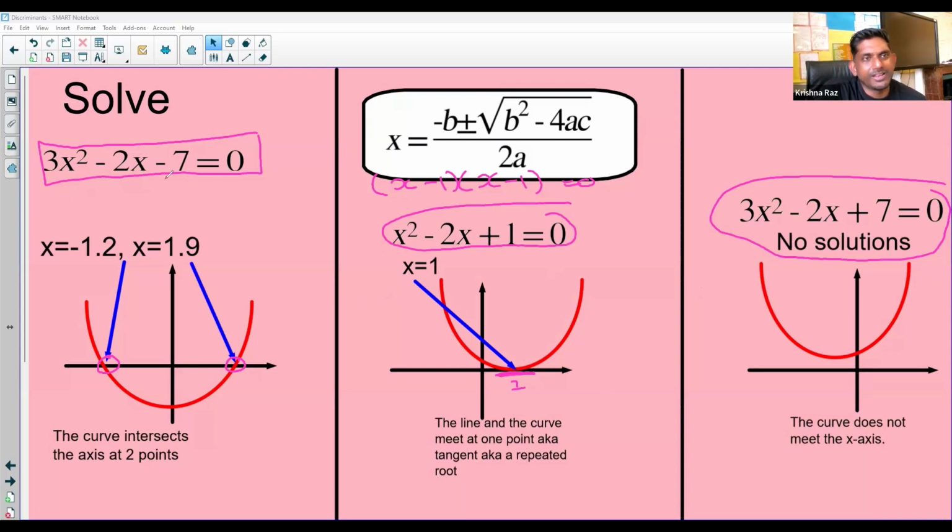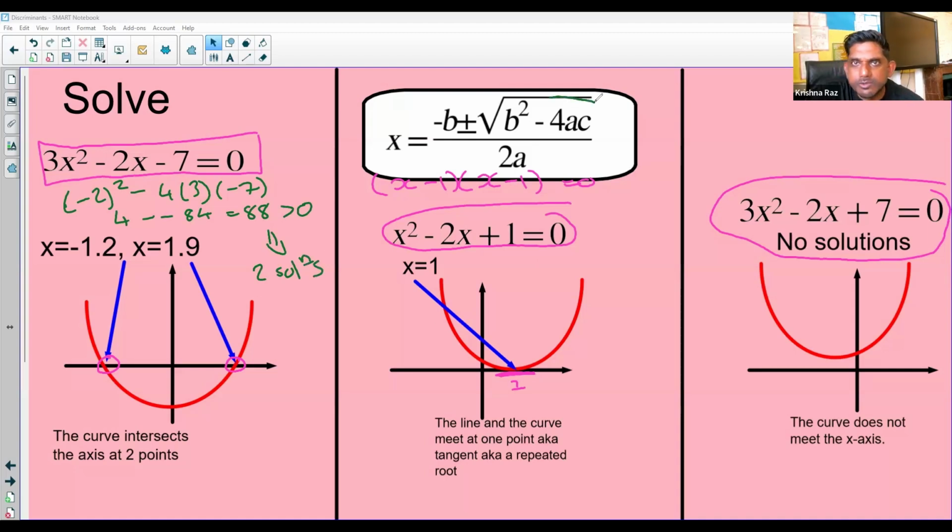So if I'd evaluated the discriminant in each case, for the first one we would have had b squared minus 4 times 3 times minus 7. So 4 minus 4 times 3 times minus 7, which is 4 plus 12 times 7, which is clearly bigger than 0, hence two solutions, which we can see was the case.